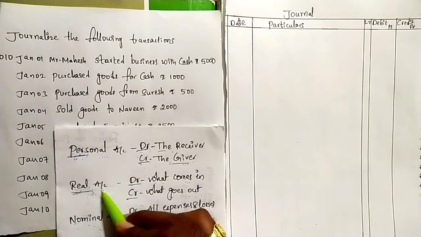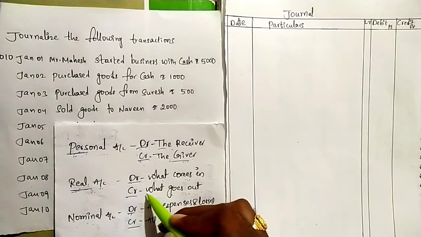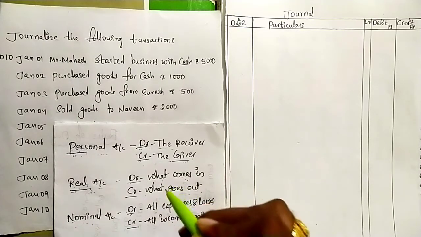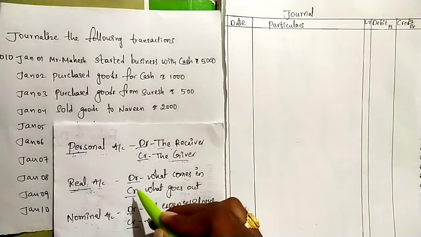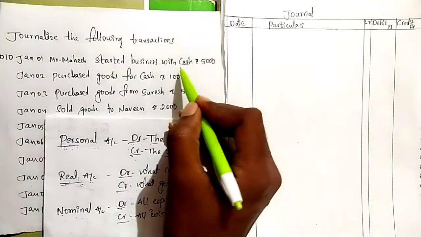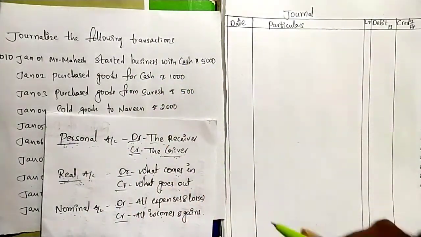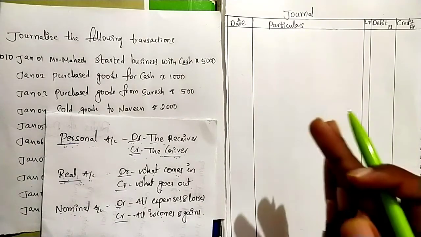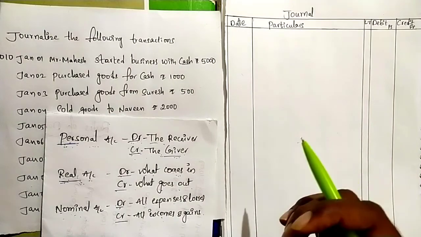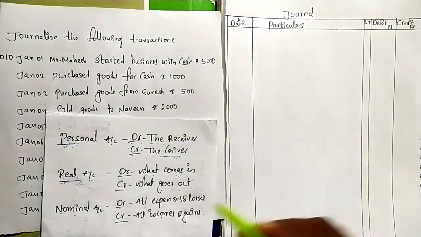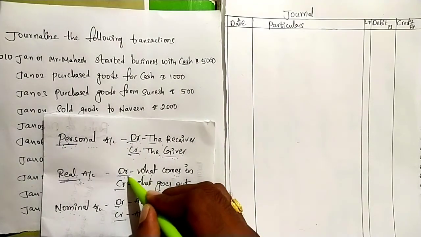What is the rule of real account? Debit what comes in, credit what goes out. Asset comes into the business, that is to be debited. Asset goes out, that is to be credited. In this transaction, cash comes into the business. At the time of recording, we must assume the business organization is ours. So cash account is to be debited.